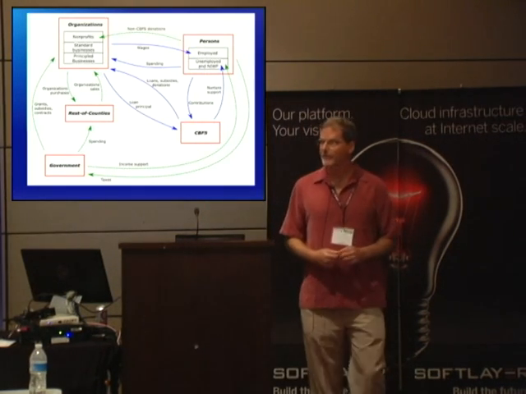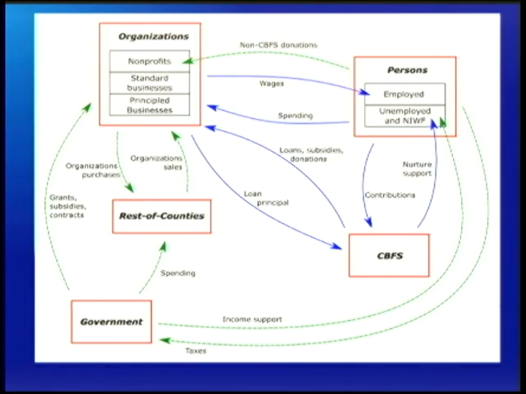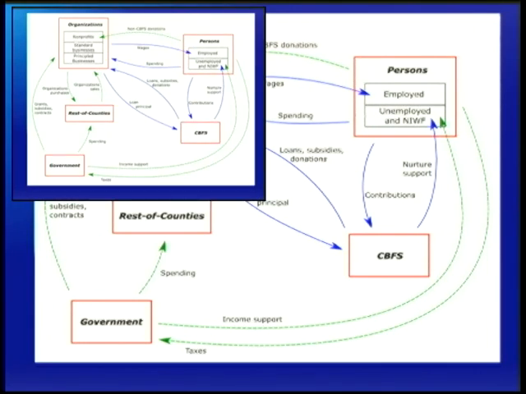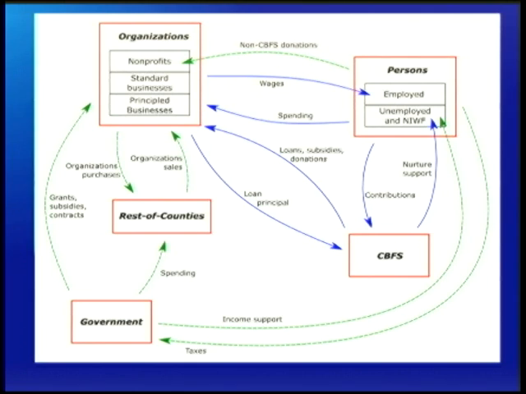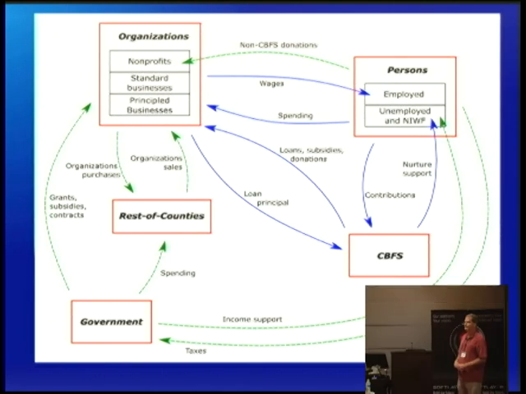This is a slightly more complicated version of the picture that I showed you earlier. The model actually has 2 more agents that I didn't mention earlier. One is called Rest of Counties, which is essentially a rest-of-world agent. And then there's also a government agent, which you can think of as a state and federal government entity. So now persons pay taxes in dollars to the government. The government provides some kind of income support for those who are unemployed. The government also gives grants, subsidies, and contracts to organizations.